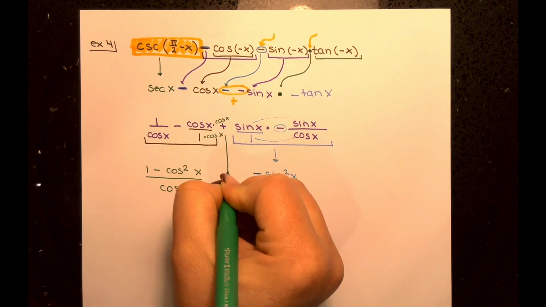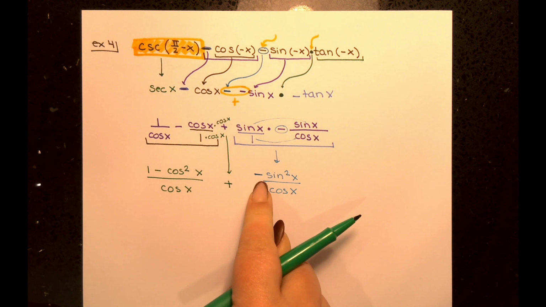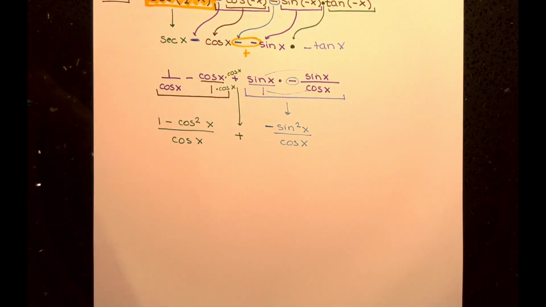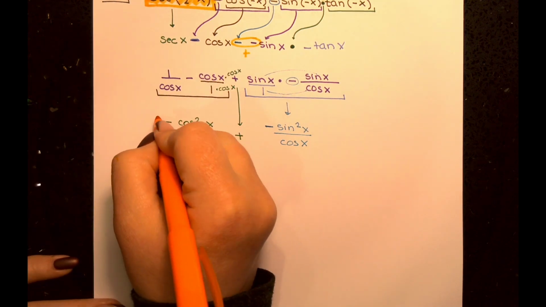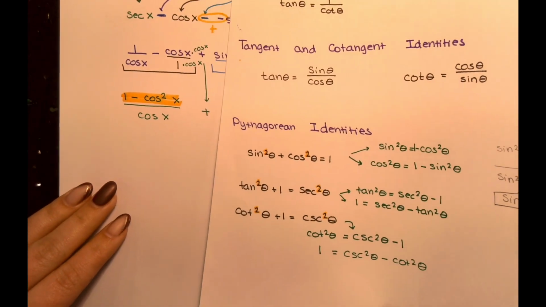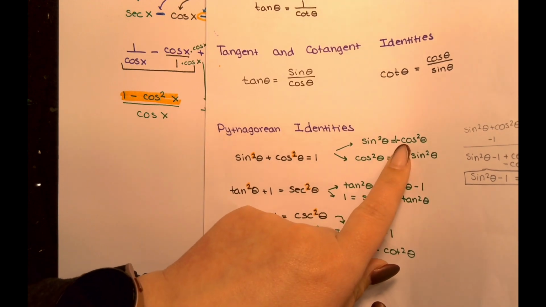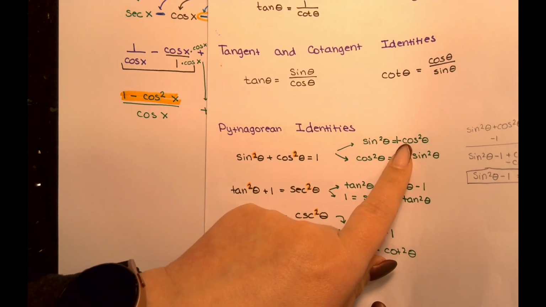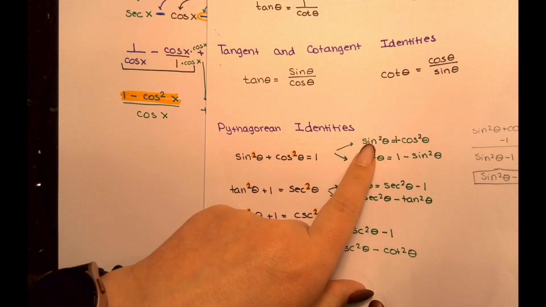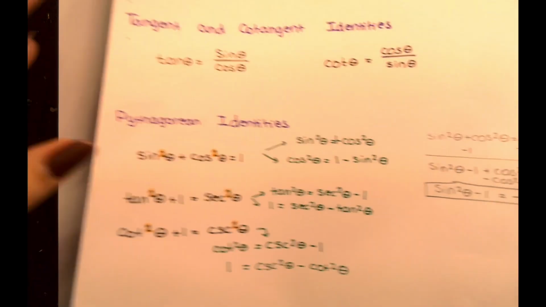We still have that addition. Technically, it's subtracting here, but I'm going to bring that addition down. Alert, alert. Is this a Pythagorean identity? Maybe. So let's take a look at our cheat sheet. We're looking for 1 minus cosine squared of x. It has to be squared to be the Pythagorean identity, and it is sine squared of x.